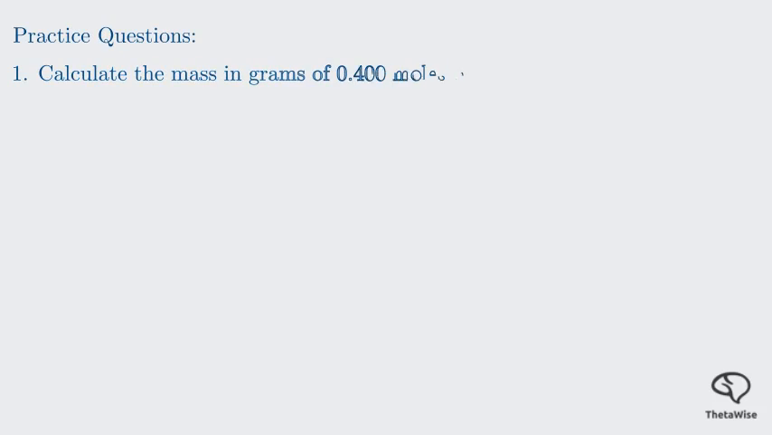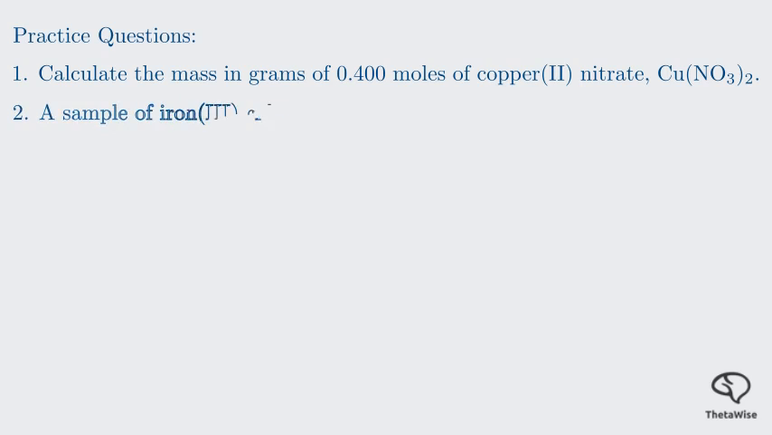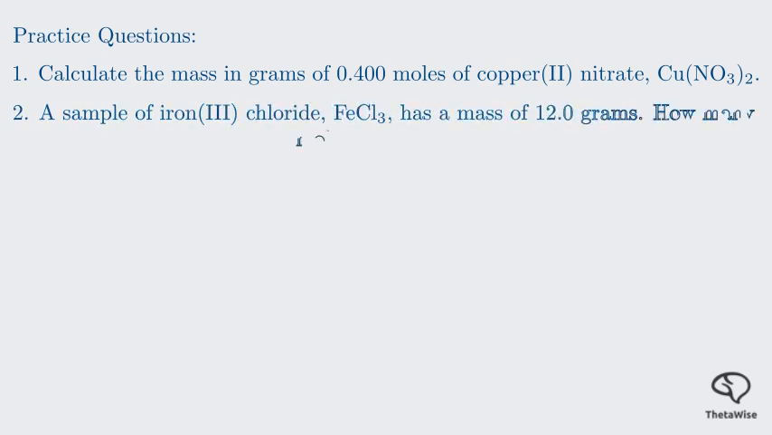Okay, let's practice the mole-to-mass conversions. These are the most common type of calculation you'll do in chemistry. Question 1. Calculate the mass in grams of 0.400 moles of copper(II) nitrate, Cu(NO3)2. Question 2. A sample of iron(III) chloride, FeCl3, has a mass of 12.0 grams. How many moles are present? Take a moment to work these out.